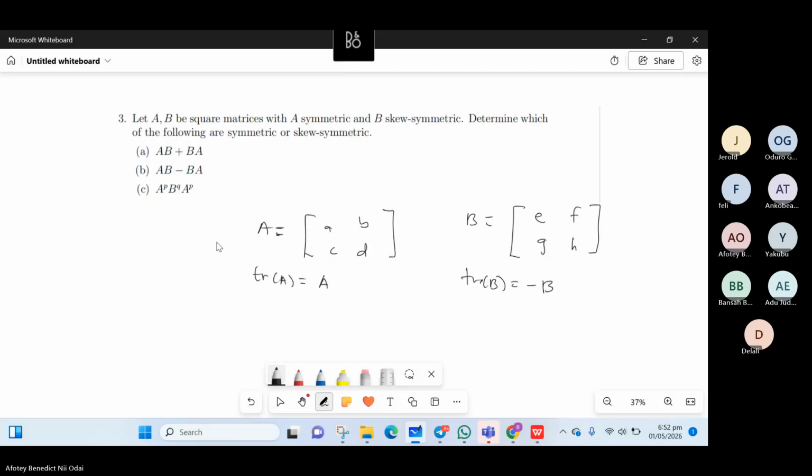Because we've been told that A is symmetric and B is skew symmetric. So how do we go about solving this question? I think I'm getting the terms wrong. So this is the trace, right? It should be transpose. Why is my board not working?